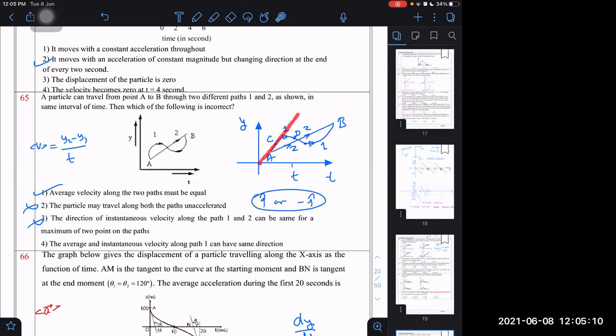If I take the slope of this graph, the tangent at C, dy by dt, is positive. At D, it is negative. Negative means at D, velocity is minus j cap, and at C, velocity is plus j cap. That is what it means. At C, velocity is plus j cap.